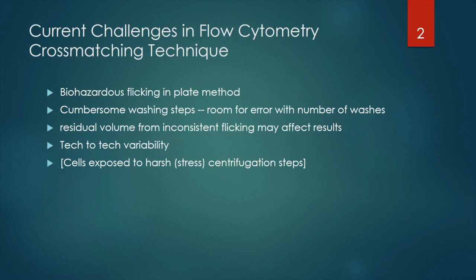Finally, tech-to-tech variability. A well-built male tech may flick the plate harder than an average male or a female tech, and this can lead to a difference in residual volume. Flicking harder removes more supernatant than flicking gently. In addition, cells exposed to hard centrifugation steps may affect flow cytometry results. There is literature on general flow cytometry regarding this, but we do not know if that applies to flow cytometry cross-matching.